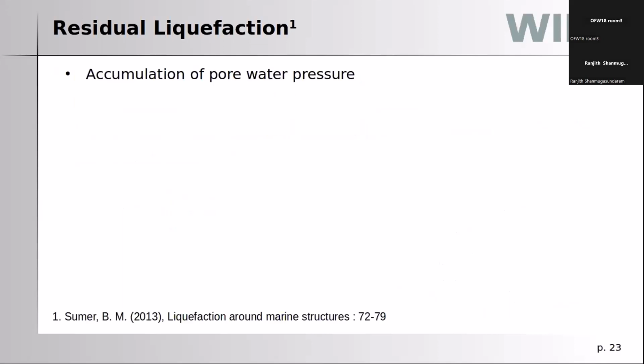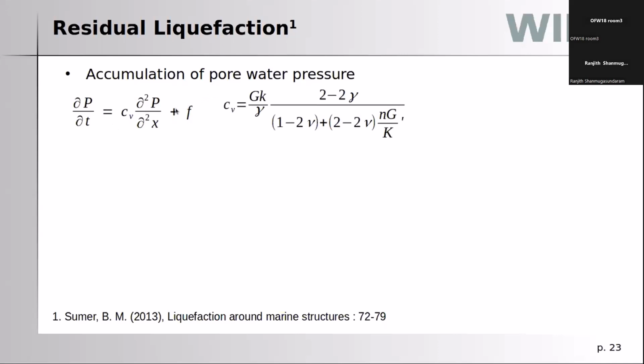For that, we have the accumulation of pore pressure equation. It is just a Laplacian equation with this coefficient, the coefficient of consolidation, which emerges from the properties that we provide for the Biot equations. Finally, we have this additional source term, which contributes to the pore pressure buildup. CV is the consolidation coefficient, and all those variables come from the Biot equations and the material properties.